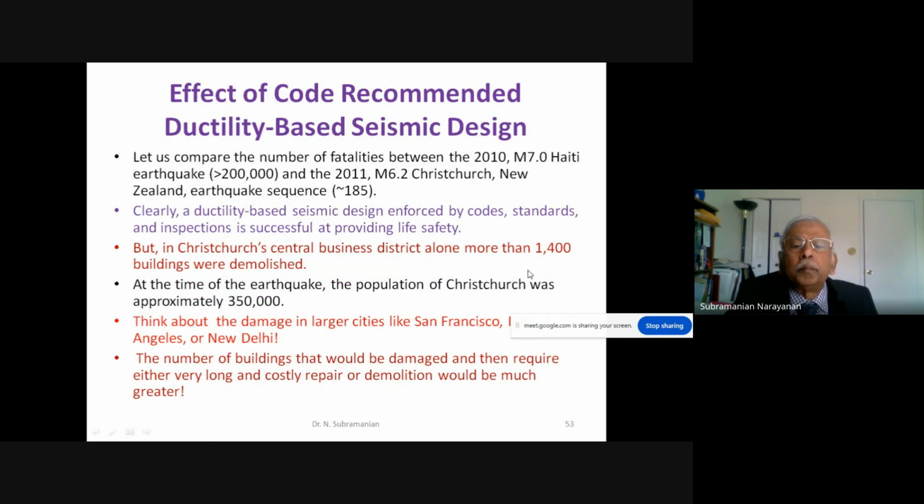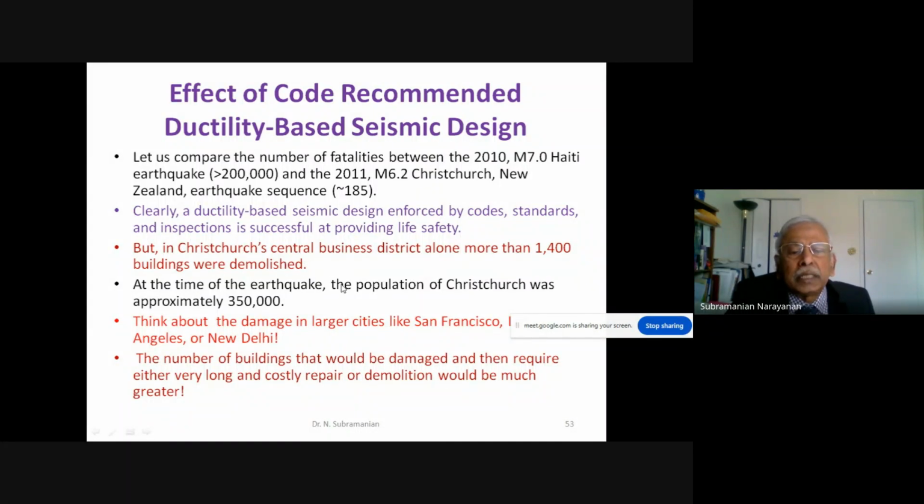Let us compare the number of fatalities between the 2010 M7 Haiti earthquake and the 2011 New Zealand Christchurch earthquake. During the Haiti earthquake, 200,000 people died. In the 2011 New Zealand earthquake, only 185 people died. Clearly, the ductility-based seismic design enforced by code standards is successful at providing life safety.